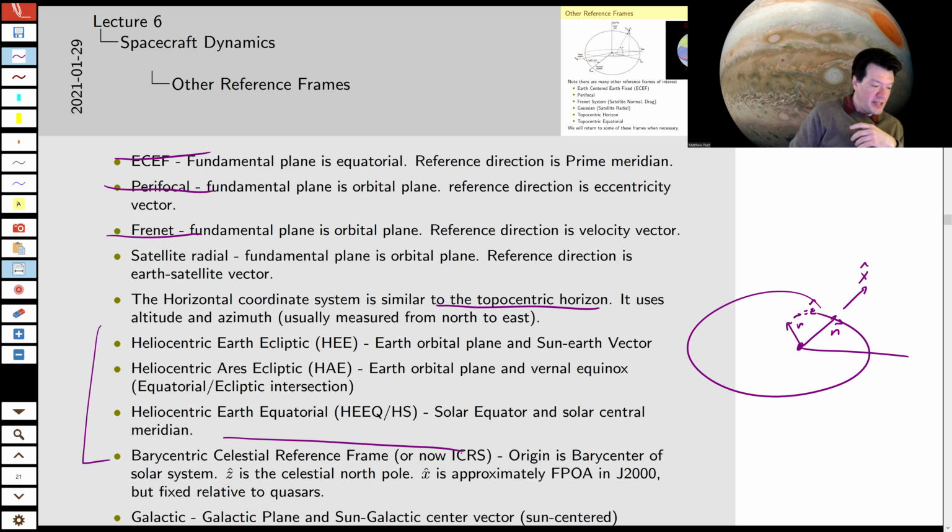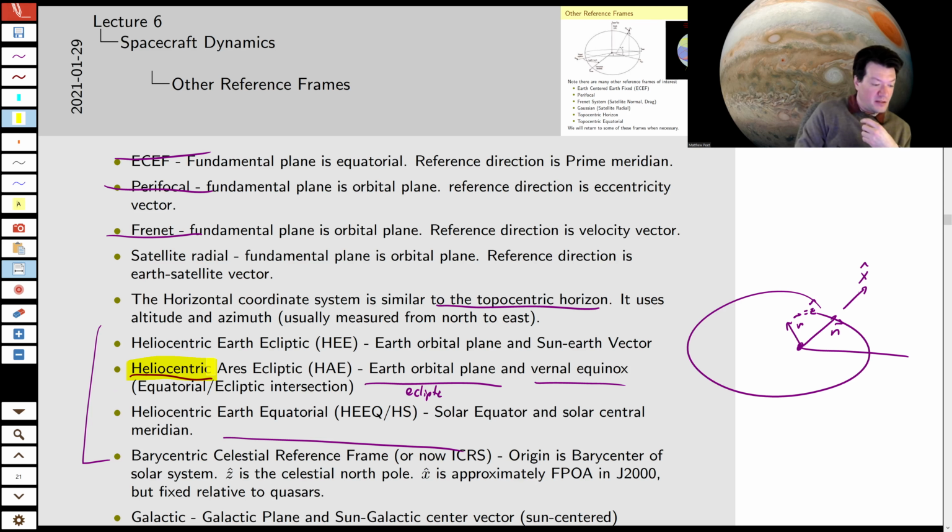The heliocentric Aries coordinate system, again using the Earth orbital plane, essentially the ecliptic, and the vernal equinox. So this is actually closest to our standard definition of ECI. But of course, it's sun-centered, right? Heliocentric, so sun-centered.